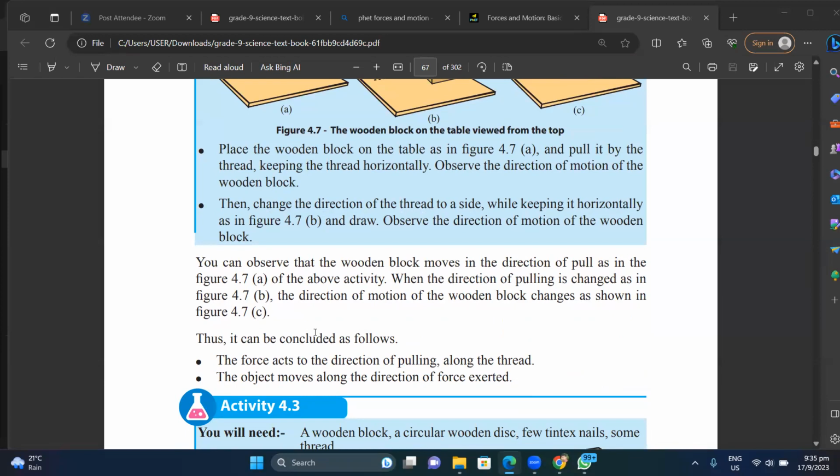Thus, it can be concluded as follows: the force acts in the direction of pulling along the thread. The object moves along the direction of force.